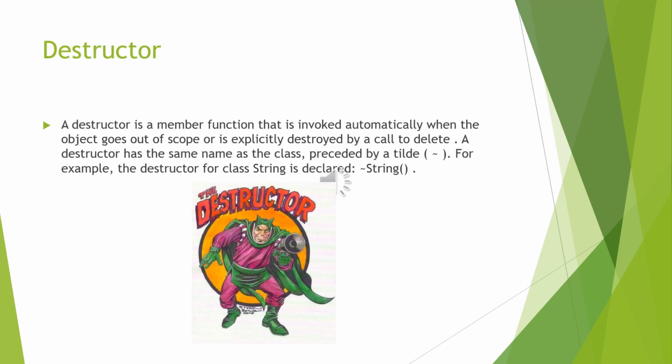Destructor. A destructor is a member function that is invoked automatically when the object goes out of scope or is explicitly destroyed by a call to delete. A destructor has the same name as the class, preceded by a tilde. For example, the destructor for class string is declared with a tilde before string.